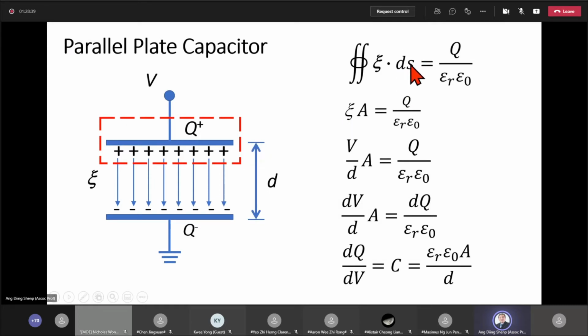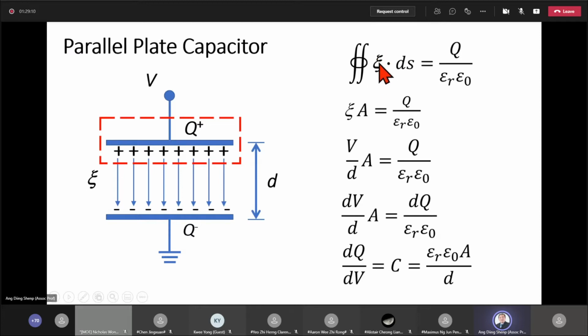Remember, the surface vector is a vector pointing outwards from the surface, perpendicular to the surface. Okay, so with this understanding, the integral only has non-zero values on this part of the Gaussian surface. And if the medium that separates the two plates is homogeneous, is uniform, then we expect the electric field to be constant throughout the region between the two plates.